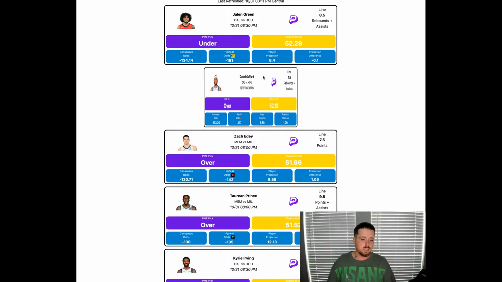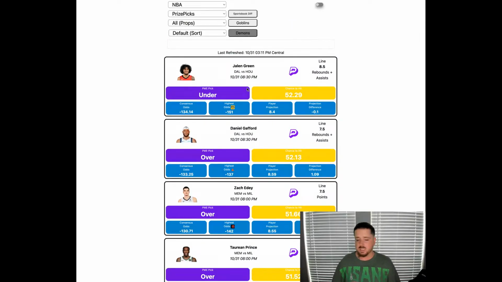Daniel Gafford over 7.5 rebounds, assists at 52.13, minus 133 consensus, minus 137 is the highest odds on Hot Streak, and a projection of 8.59. Daniel Gafford is another guy that's a solid option. He's hit 50% over the last 20. So another solid option. Nothing too crazy though.